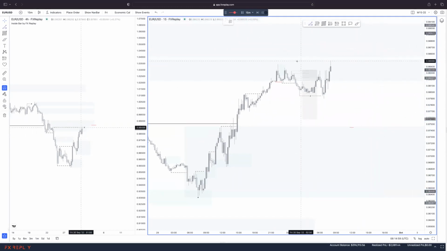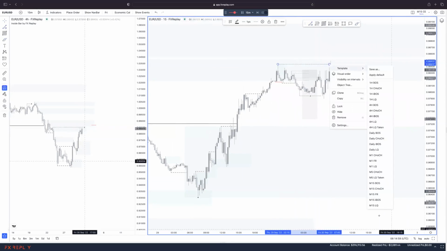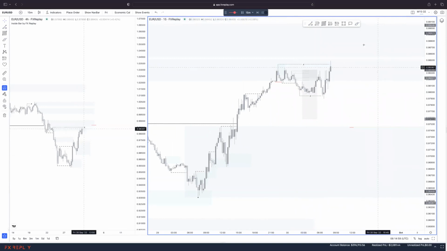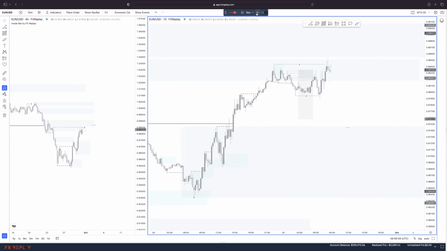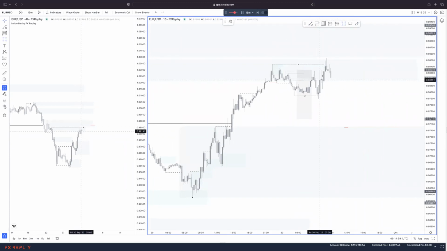I can view this as a swing pullback if we get the close above. So far it's a sweep. Let's play it on and see what happens. Still no close above. Now we're getting the pullback. So obviously that's your M15 PBL. So that could just hold.